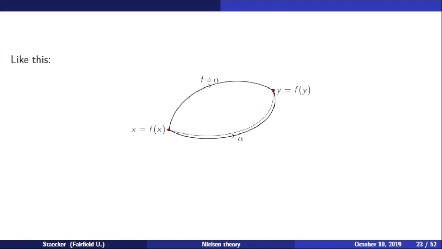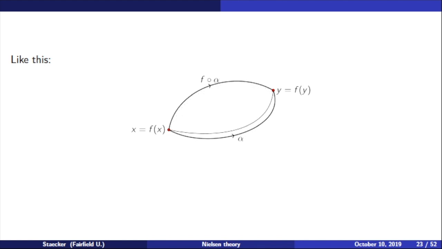And when you apply F to the other endpoint, you get the same thing. So the path alpha and F composed with alpha are both paths from X to Y. And if those two paths can be connected by a homotopy, then X and Y are in the same fixed point class. So technically, they're in the same class if there exists some alpha such that this is true. It doesn't have to be true for all paths alpha, but if there exists some path alpha like this, then they're in the same fixed point class.